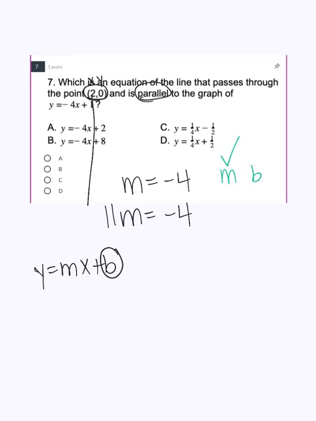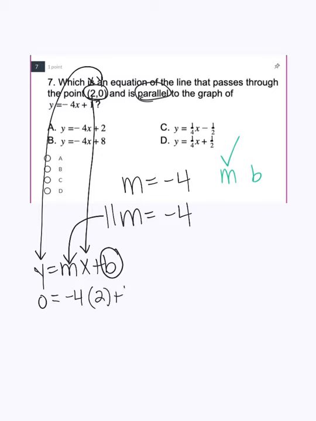So I'm going to take the 2, plug it in the x spot. I'm going to take the 0, plug it in the y spot, and take my parallel slope and plug it in the m spot. So this is going to be 0 equals -4 times 2 plus b. So 0 equals -8 plus b. And then we're going to add 8, and we get that my b is 8.